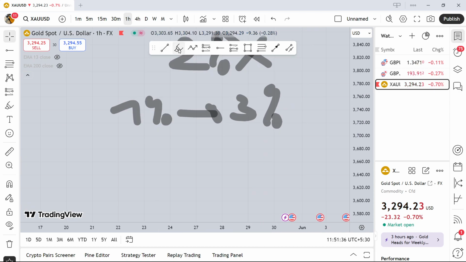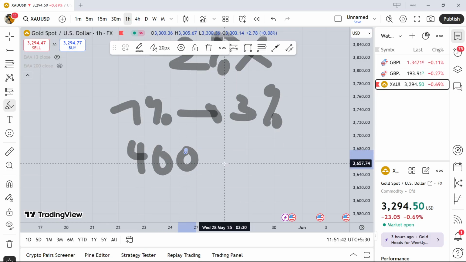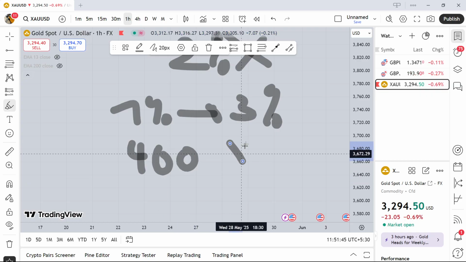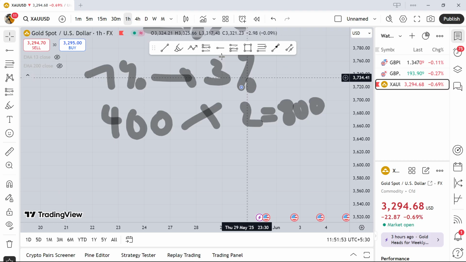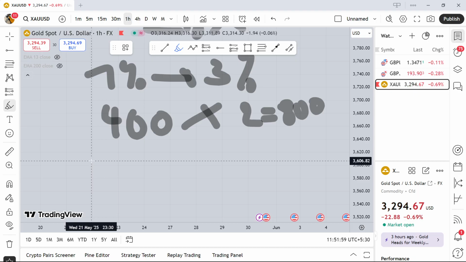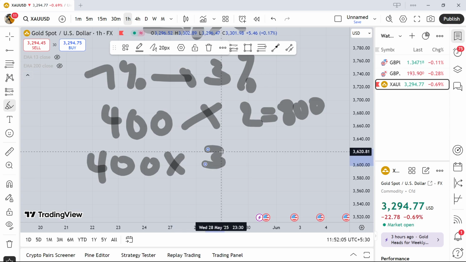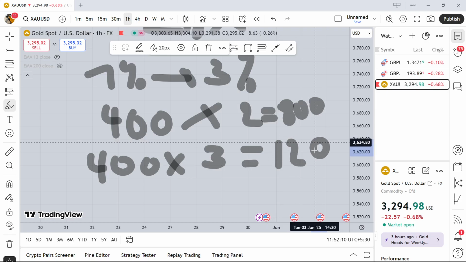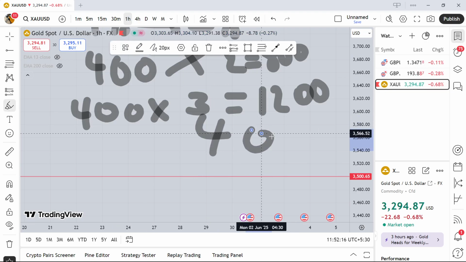So if the first trade I lost $400, and then the second trade I also lost $400, so far I'm down by how many? I'm down by $800 this week. If I have a winning trade today, if I'm risking $400 per trade, that's 400 times how many? Times 3. Just one single winning trade will leave me with $1,200. That means I will end the week with how much? I will end the week with $400.